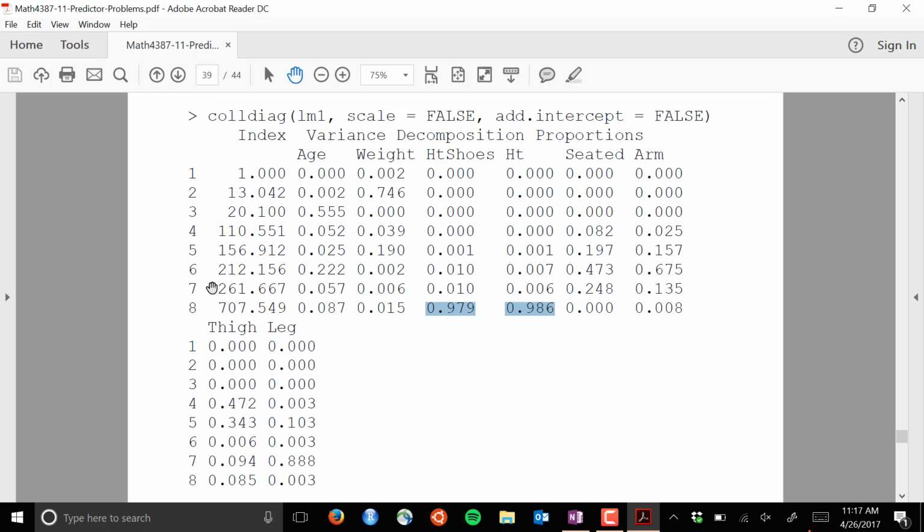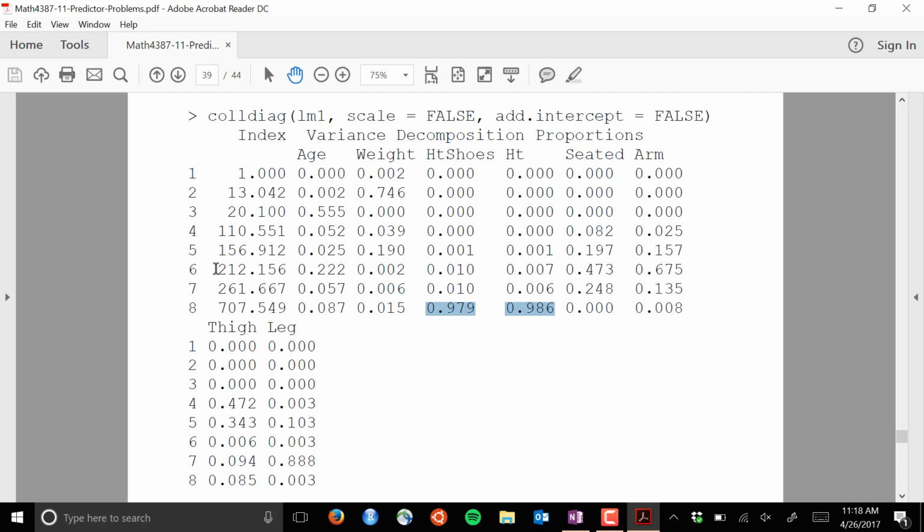If we go to the second from the last row, where we have a condition index of approximately 262, and we go across and look at the variance decomposition proportions for the different regressors, we only see one regressor that has a large proportion, close to 0.9. Because there is not more than one proportion that's large, we may not worry about collinearity for that particular regressor, at least not based on that condition index.